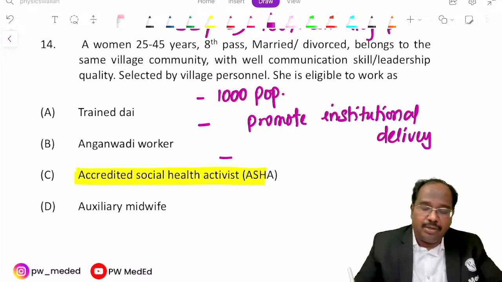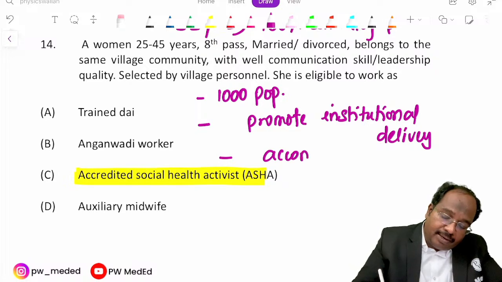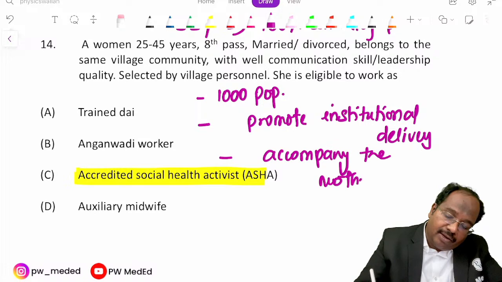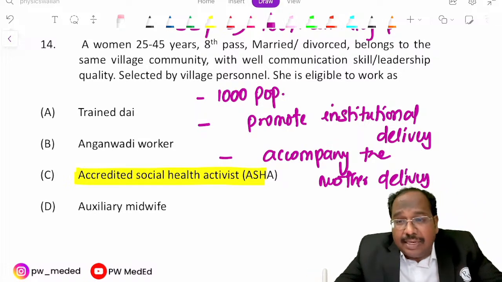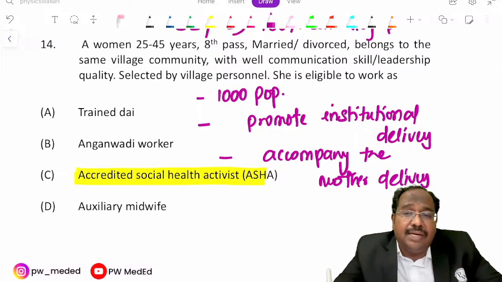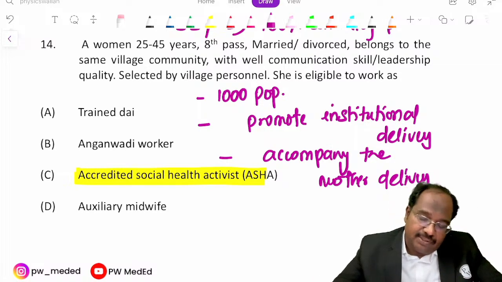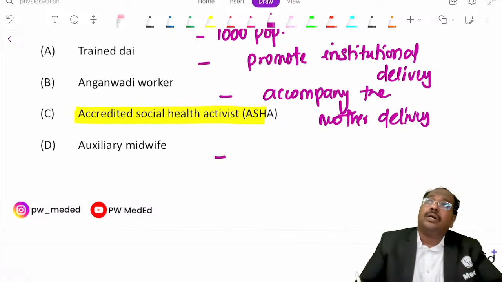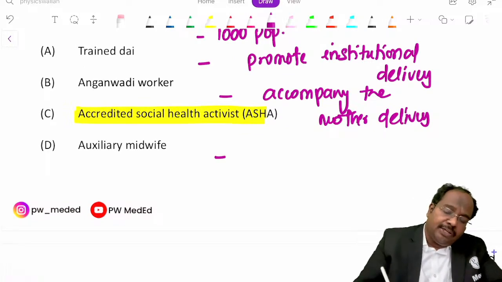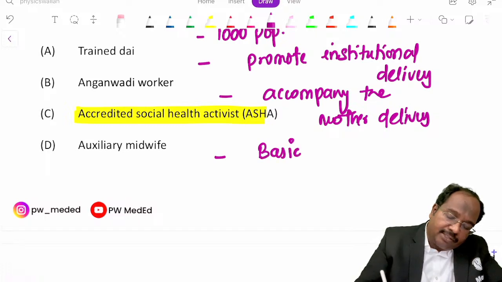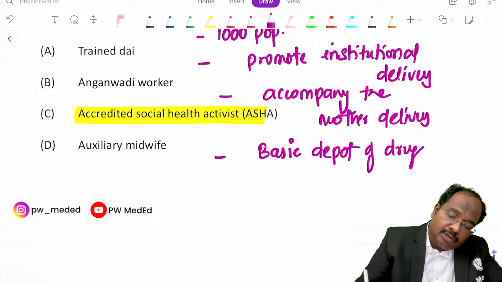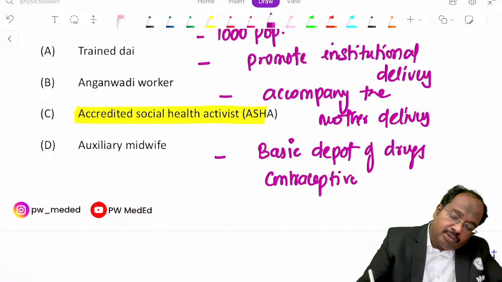She has to promote and she has to accompany the mother for delivery. When the mother is getting delivered, she has to accompany her. If the mother is delivering in a primary health center, she has to visit. Next, she will be having a basic depot of drugs, and contraceptives she will have.